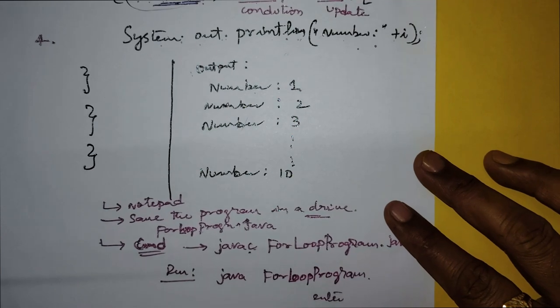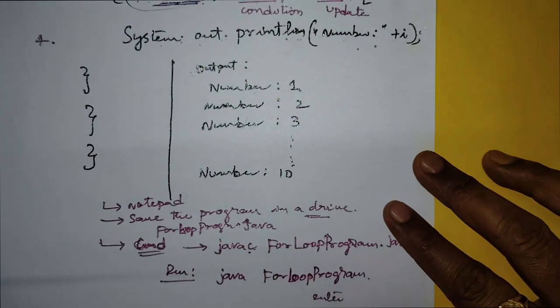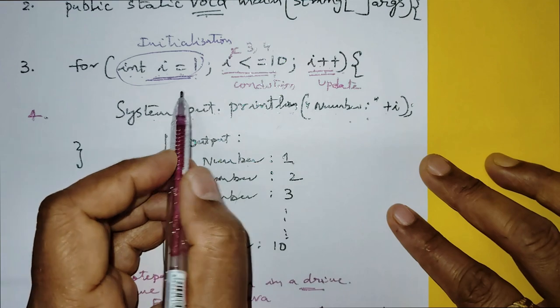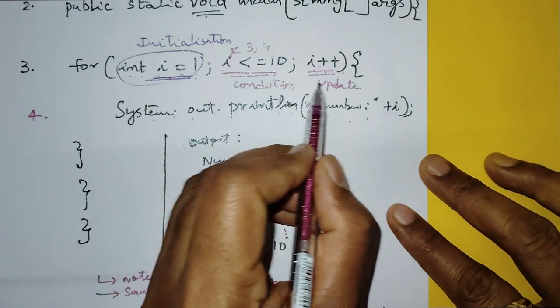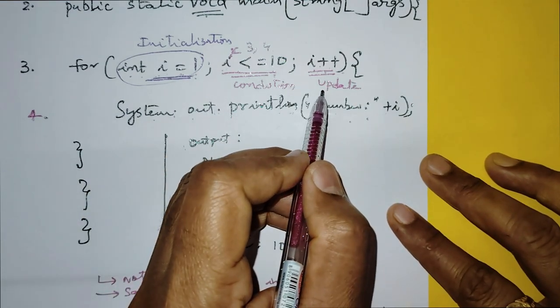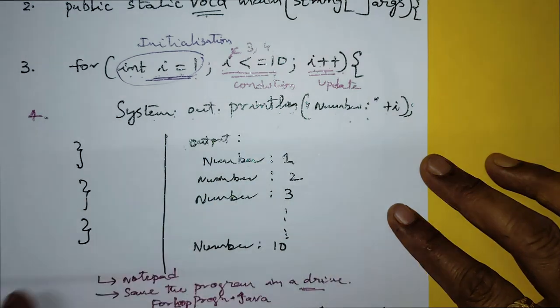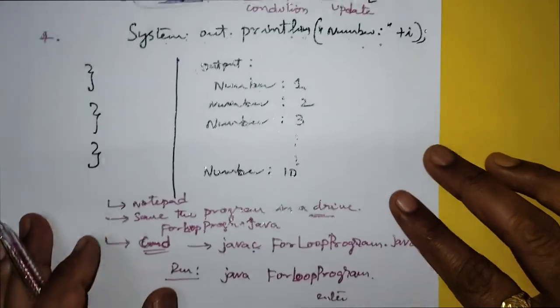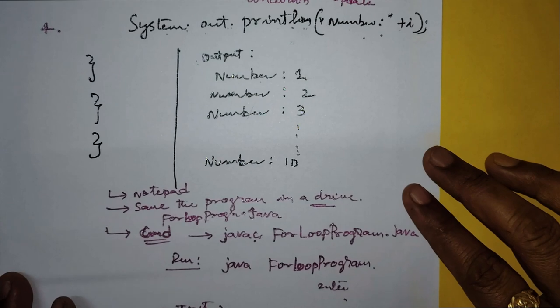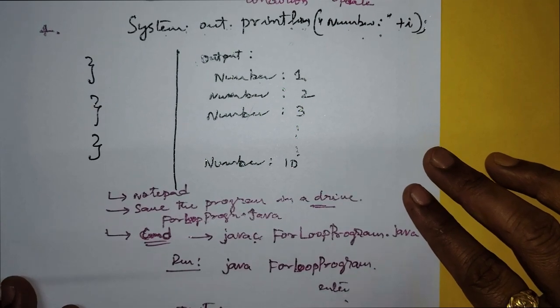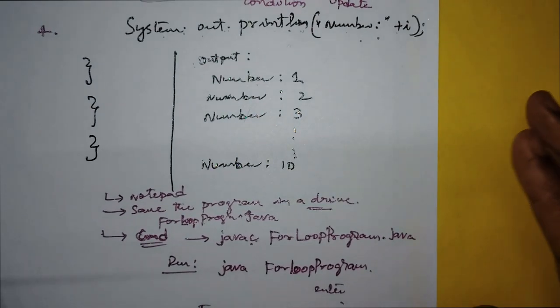How to execute the program, I am going to show you in the coming videos online. That will be understood better. We are going to demonstrate how the for loop is executed or not executed, and what is the importance of initialization, the importance of condition, and the importance of update. Everything will be experimentally demonstrated in coming videos. I hope you understood the concept of for loop in Java programming. Thank you for watching.